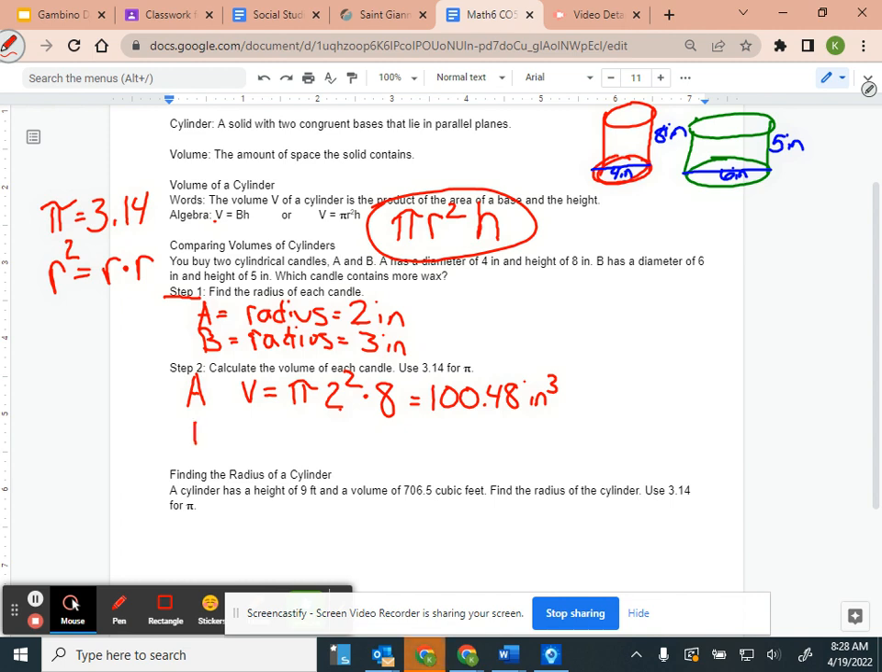So now for candle B, our volume equals pi times r, which is 3 squared times the height of 5. So 3.14 times 3 squared, which is 9. 3 times 3 is 9, times 5. Peyton? 141.3.